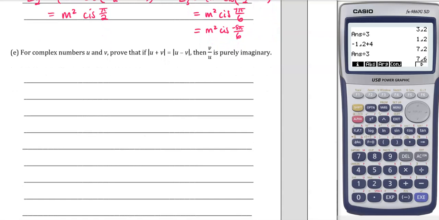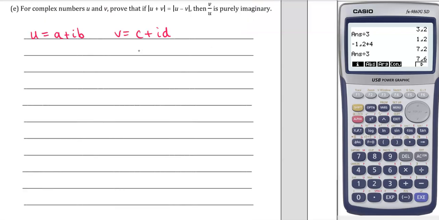Okay, so for complex numbers, show that v over u is purely imaginary. Okay, so if we're going to do any sort of working out on modulus and whatnot, that is kind of your clue that we should turn these into Cartesian form. So I'm going to do this. Actually, I'm going to keep the u as a plus ib. The v is c plus id.